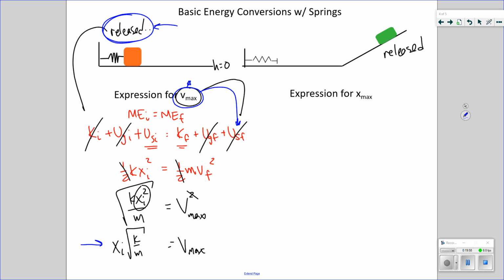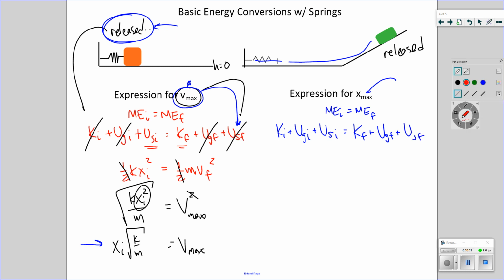Let's do another. We can start with ME initial equals ME final. This is a thing that's released from rest, slides down here and goes squish until it stops for just an instant when the spring is compressed the most it's ever going to be compressed. K initial plus UG initial plus U spring initial equals K final plus UG final plus U spring final. What stays, what goes? Well, released from rest. In the beginning, the spring is not compressed or stretched at all.